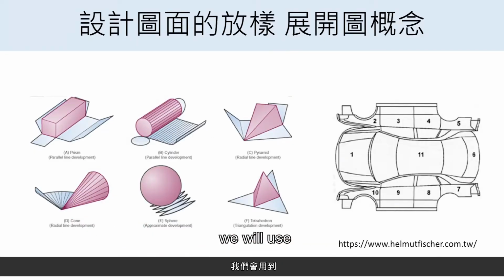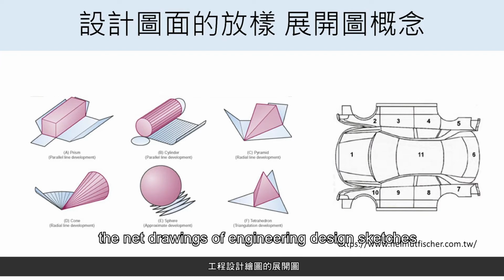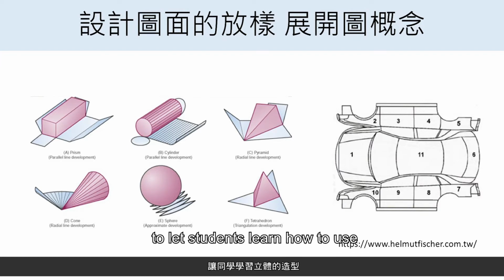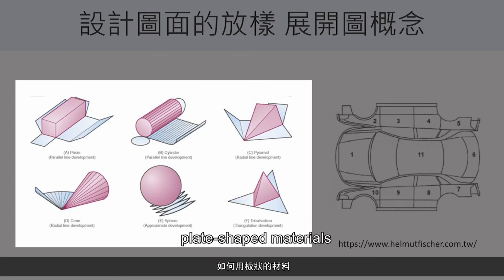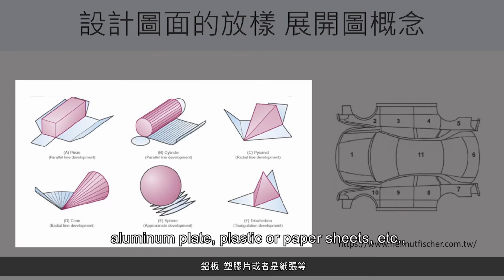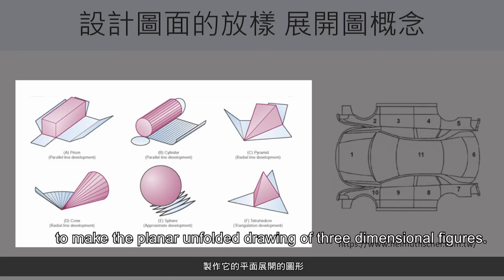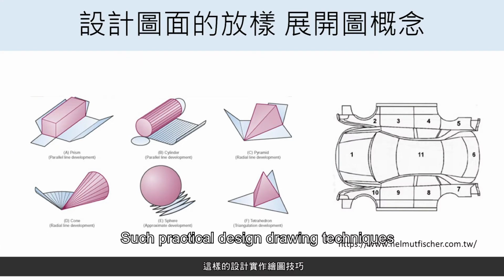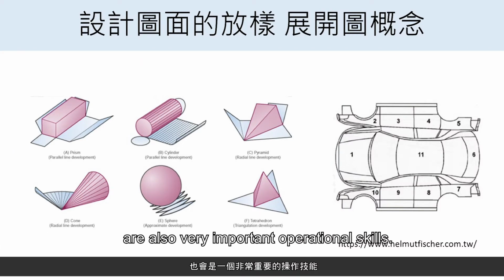For this topic, we will use the net drawings of engineering design sketches to let students learn how to use plate-shaped materials, such as iron plate, aluminum plate, plastic or paper sheets, etc., to make the planar unfolded drawing of three-dimensional figures. Such practical design drawing techniques are also very important operational skills.